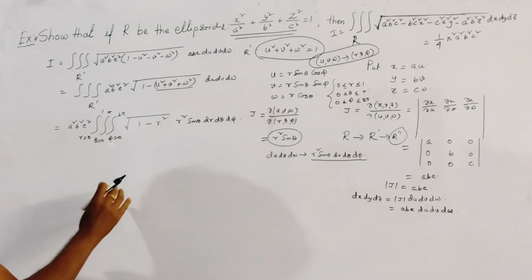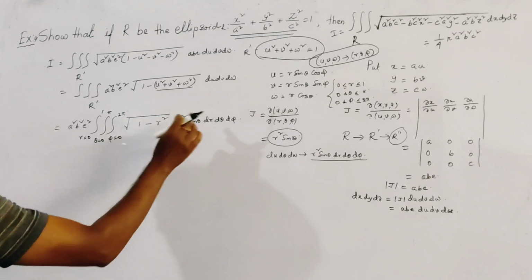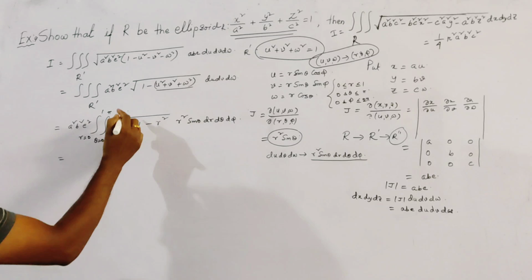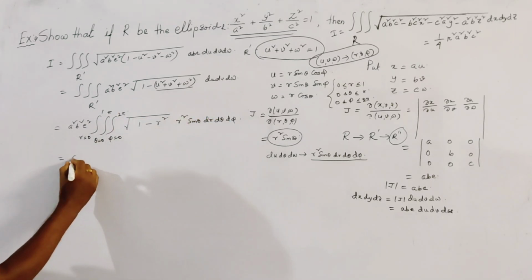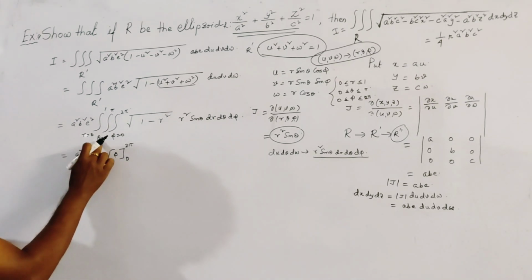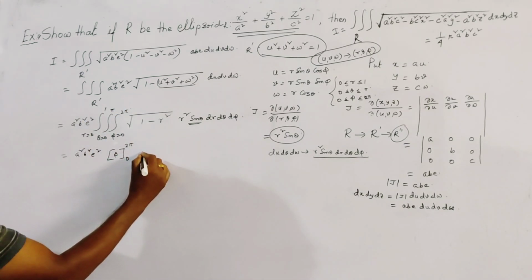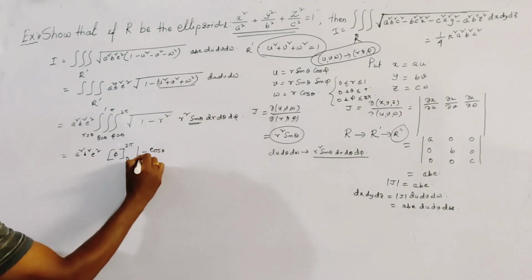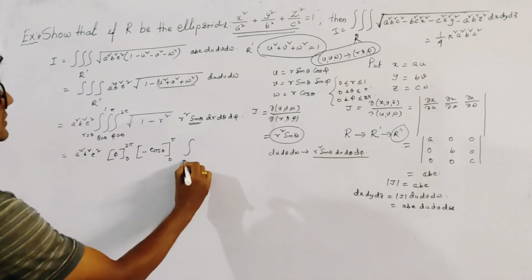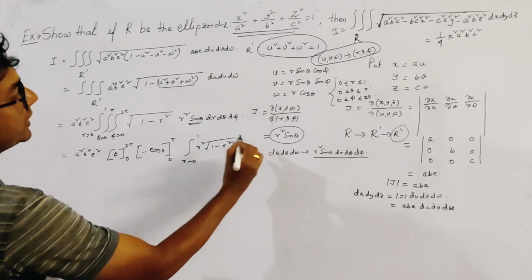Since in the integrand there is no term of phi, we first integrate with respect to d phi. Then, integrating with respect to phi, we get a squared b squared c squared into phi. Integrating with respect to theta, we get minus cos theta, and the range is 0 to pi. Another integration is r equal to 0 to 1, r squared into root under 1 minus r squared dr.